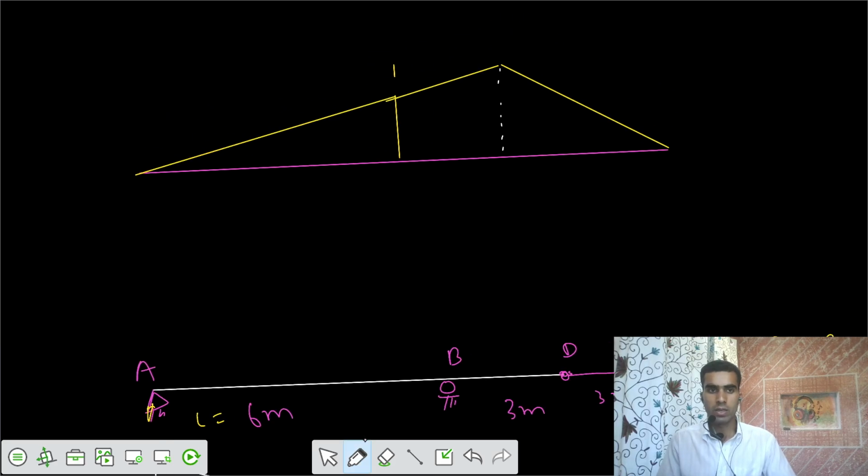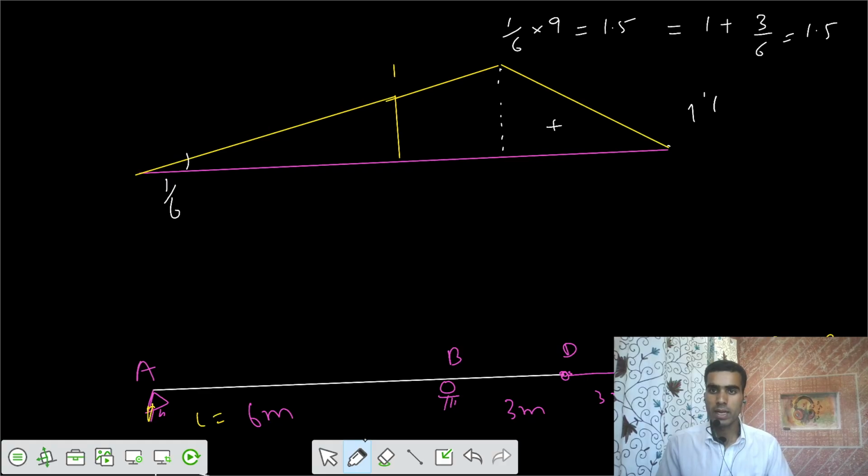I would say this is your theta 1 for the length of 6, and this is the length of 9. So I would say this is 1 per length of 6, and I need for the length of 9. So this is 1.5. Or we can also say 1 plus some ordinate of 3 by 6. That's also 1.5. And this is 0. So this is positive ILD for reaction at B.